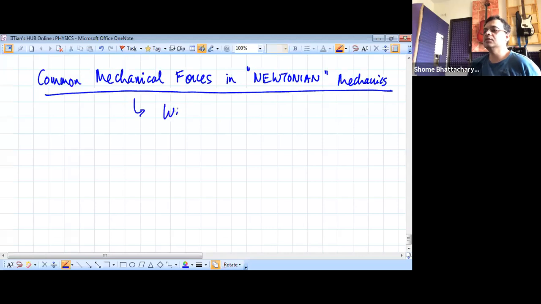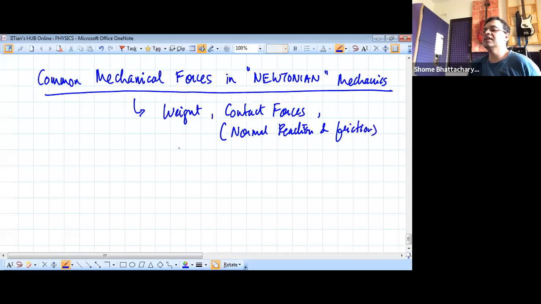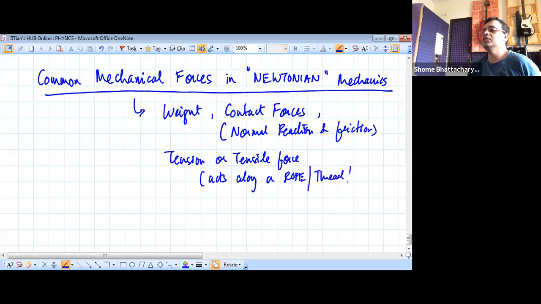So the common mechanical forces that we experience in Newtonian mechanics, systems where Newton's laws are applied, they are things like weight, okay, contact forces, which include both normal reaction and friction. Then things like tension or tensile force. Okay. It acts along a rope or a thread or a chain. Okay, these kind of forces.